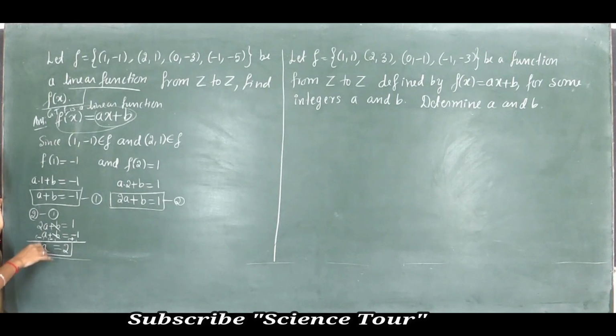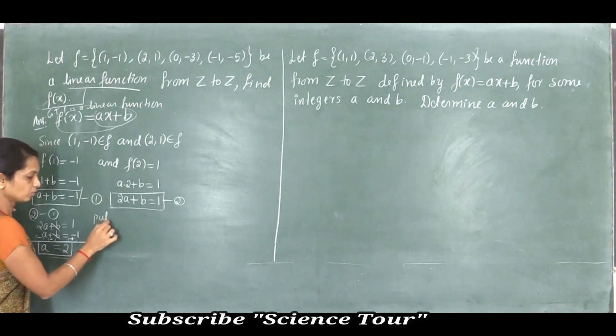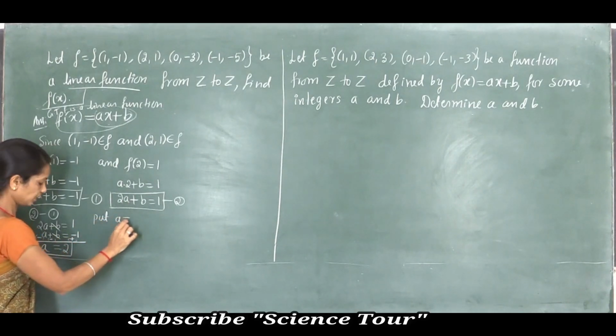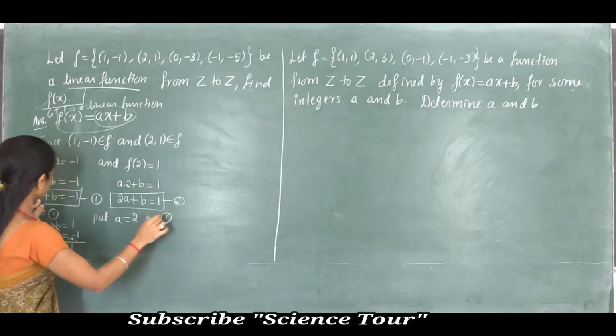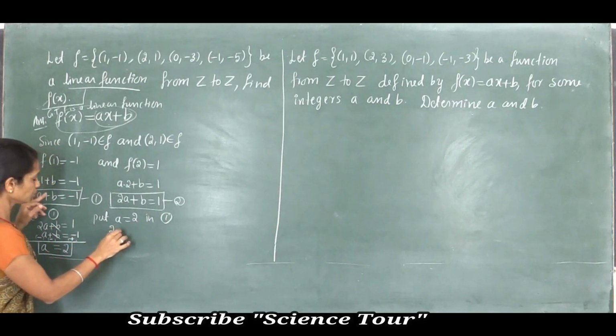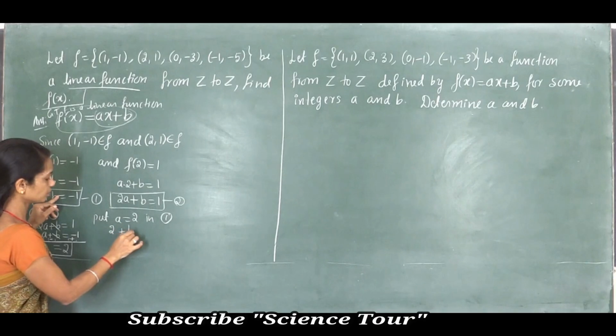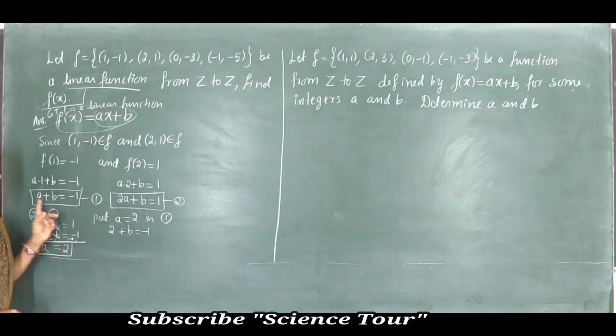Use this a value either in equation 1 or in equation 2. By using that you will get the other unknown value, that is, the b value. Okay, so now put a is equal to 2. In which equation do we use it? This equation is simple, right? So we use equation 1. Then that becomes 2 plus b is equal to minus 1.